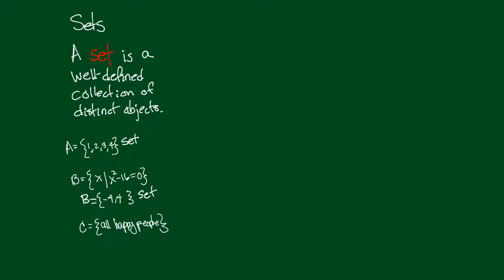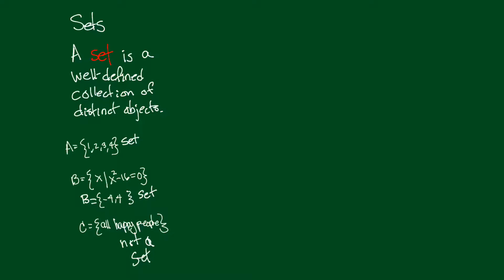Now what about C? Well, C is the collection of what? All happy people. This is not going to be a set, because what do we mean by happy people? Is that well defined? Do we all agree on what a happy person is or is not? So this is not a set. It's not a set because we don't know what a happy person is.